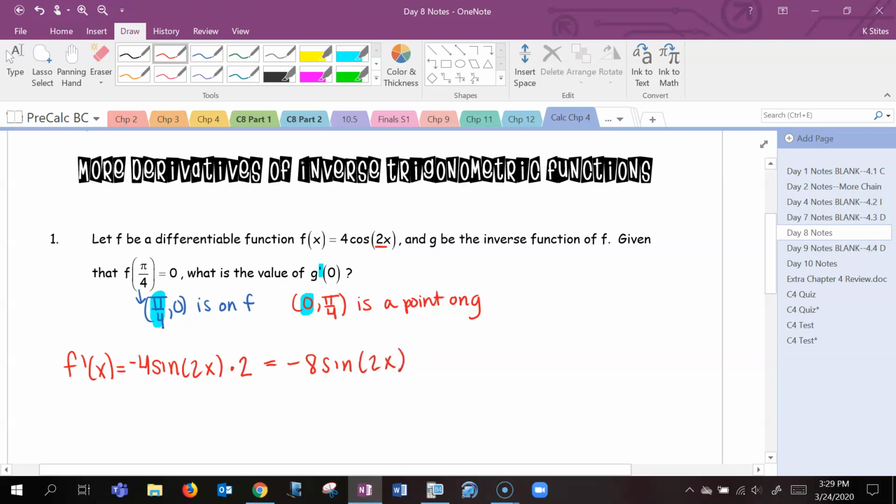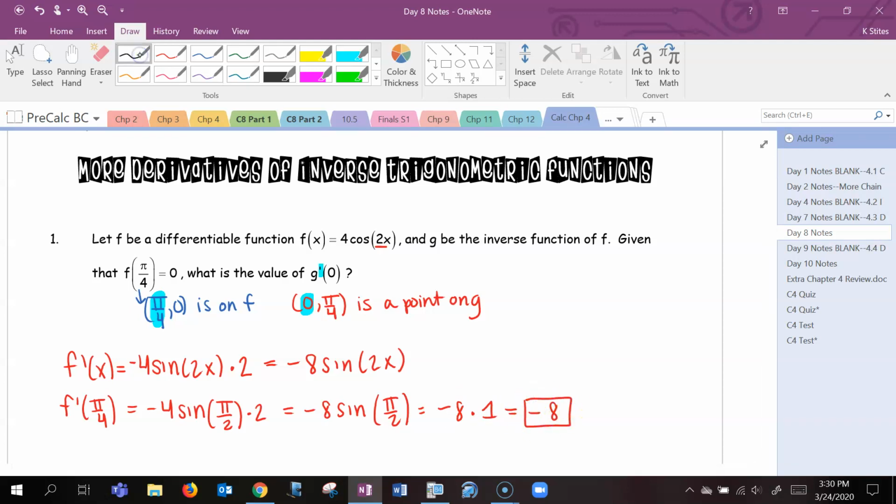All right, so now I am plugging in a pi over 4 for x. That's because (pi over 4, 0) is on f. 2 times pi over 4 is pi over 2. Oh, I don't know why I just didn't do this one. All right, anyways, so I have negative 8 sine pi over 2. The sine of pi over 2 is 1. So negative 8 times 1 is negative 8.